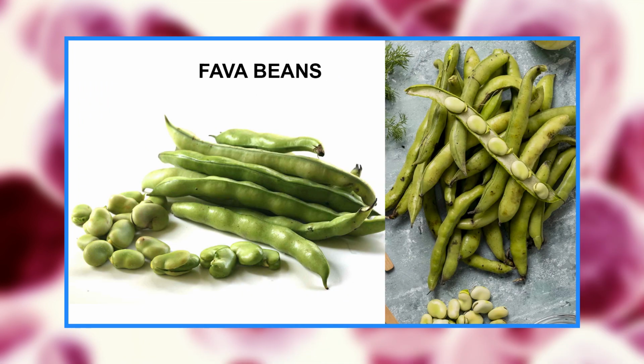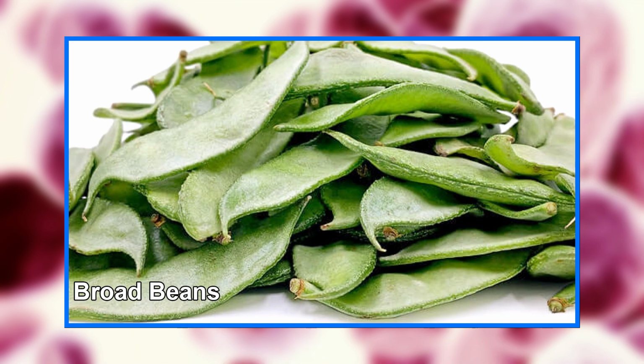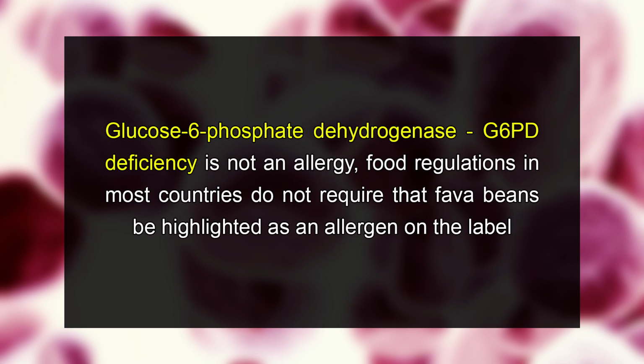Diagnosis is based on symptoms and supported by blood tests and genetic testing. Affected persons must avoid dietary triggers, notably the fava beans. This can be difficult as fava beans may be called broad beans and are used in many foods. Since glucose 6-phosphate dehydrogenase deficiency is not an allergy, food regulations in most countries do not require that fava beans be highlighted as an allergen on the label.